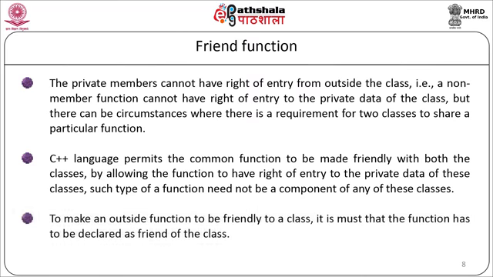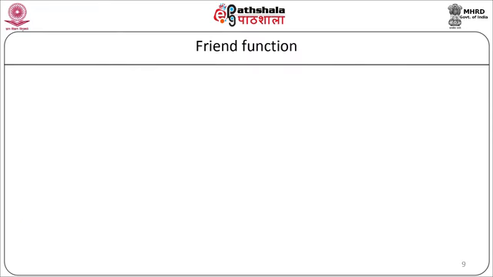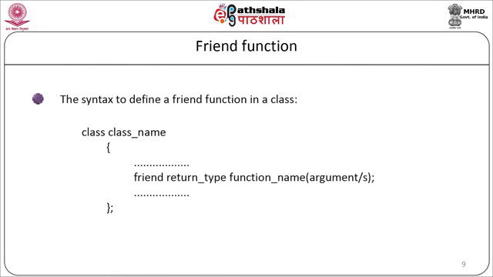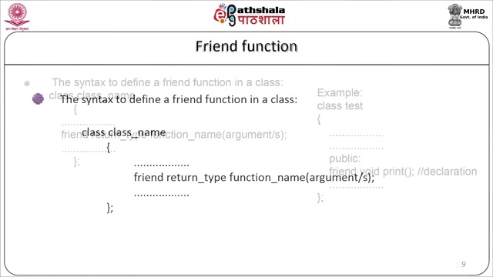To make an outside function a friend of a class, it is a must that the function be declared as a friend of the class. The syntax to define a friend function in a class is as follows. Class name, inside the definition of the class, opening braces, we can have the friend function declaration as friend, return type, function name, in brackets the arguments, and semicolon, and the class will end.